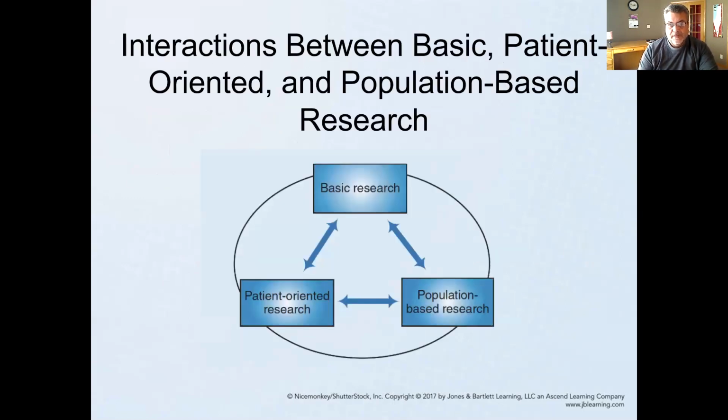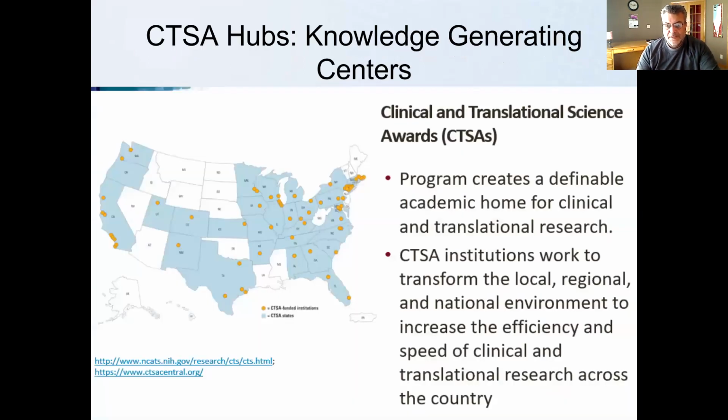As you can see here, there are interactions between basic research and the population or patient-oriented research. These are some examples of centers or hubs, if you will, the CTSA, the Clinical and Translational Science Awards. If you look back at the NIH handout, you'll see more details on what constitutes these programs. And as you can see, they're spread around the United States.